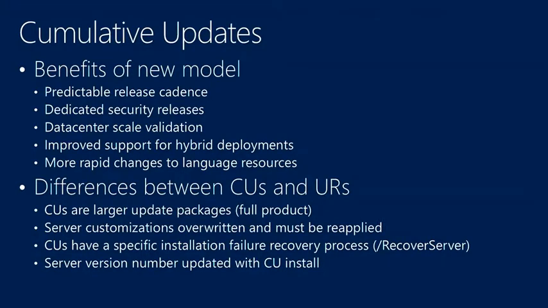And the other major difference between a CU and a rollup update is, unlike the rollup updates, which did not increment the version information for your servers, we will do that with a cumulative update. So whether you're using the Exchange Admin Center or PowerShell to get the Exchange version information, you will see that server build get updated with the cumulative updates. So at a glance, you'll know exactly what builds of Exchange you're running inside your environments.